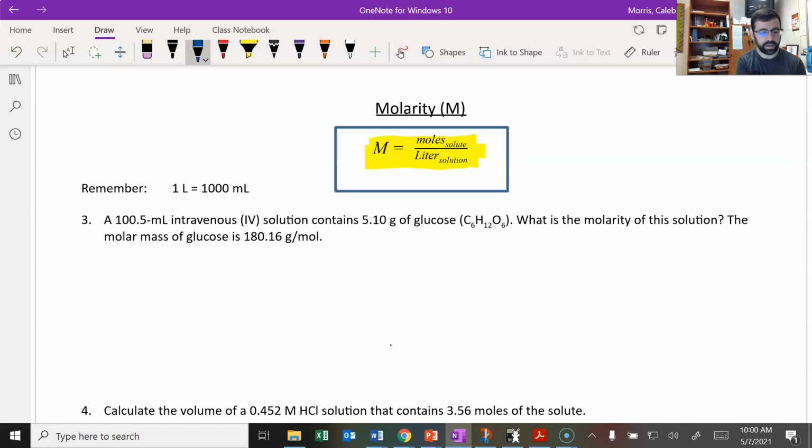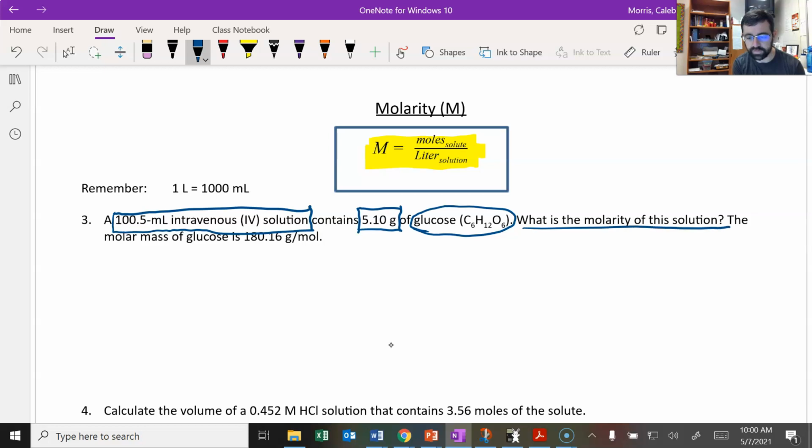I have a 100.5 milliliter intravenous solution. Okay, there is our volume of solution. It contains 5.10 grams of glucose. You have the formula for glucose. What's the molarity of the solution? And it gives us the molar mass for glucose, so I don't have to add that together.